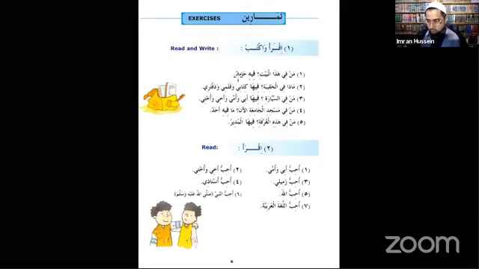أحب النبي صلى الله عليه وسلم. I love the Prophet, peace be upon him. أحب لغة العربية. I love the Arabic language.